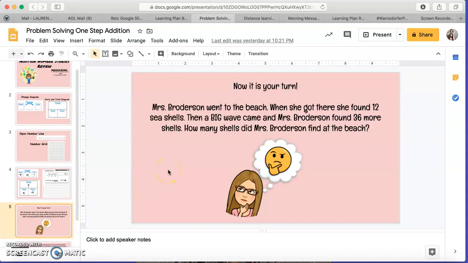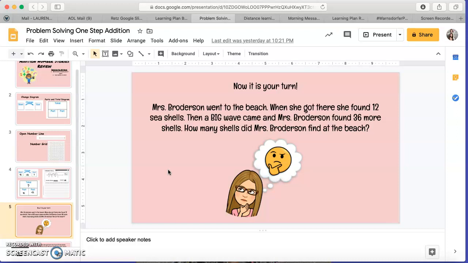Here's the story. Mrs. Broderson went to the beach. When she got there, she found 12 seashells. Then a big wave came, and Mrs. Broderson found 36 more shells. How many shells did Mrs. Broderson find at the beach?